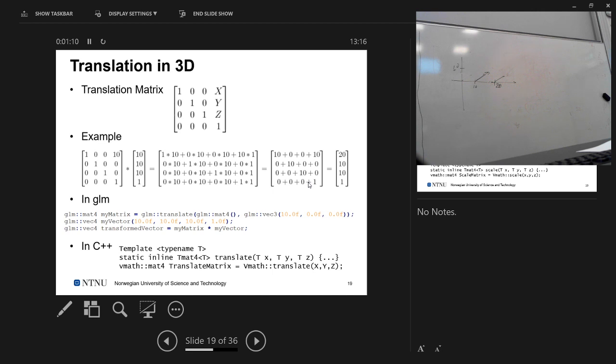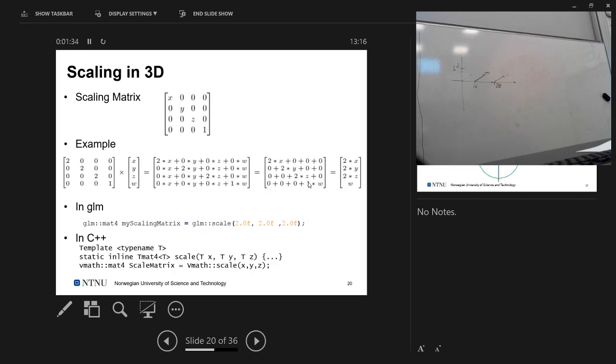So you have a vector 10, 10, 10, and then you add another 10 units, put it in to the top there, and you will just move it, shift it along the x-axis. And that you do by this GLM code here. GLM translates, then you specify it's a 4x4 matrix, and you basically set X, Y, and Z translation. Then we go to scaling.